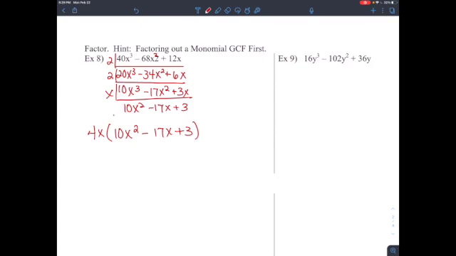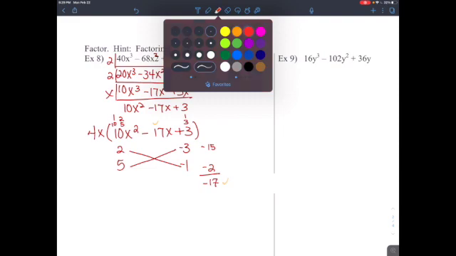So let's see, I have 1 and 10, 2 and 5, and this is 1 and 3. Oh, there's a possibility. Okay, so if I do 2 and 5, 3 and 1. 5 times 3 is 15. 2 times 1 is 2. If I make both of them negative, does it match the 3, which is positive? Well, negative 3 times negative 1 is positive 3. So that one is also checked.